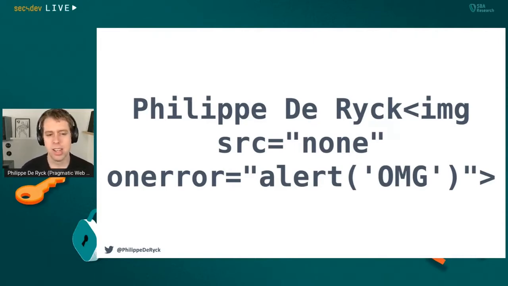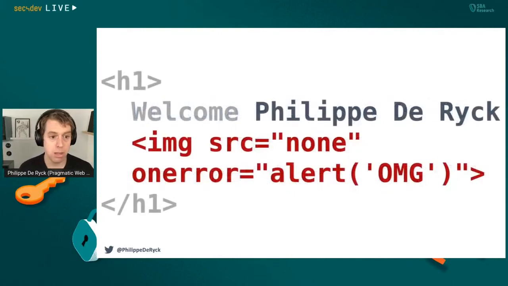going on here, right? This name contains a piece of HTML code, an image with a source none, doesn't exist, and an on-error handler that pops up an alert dialog. That's your proof of concept cross-site scripting. By itself, that's data, not that malicious, not that harmful, unless it ever ends up in an HTML page. Like you can see here, a header, welcome Philippe Ryck, image source none, and of course, the red parts on the slide will pop up an alert dialog.